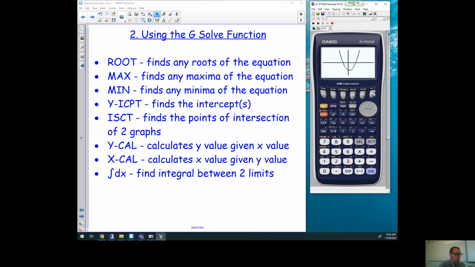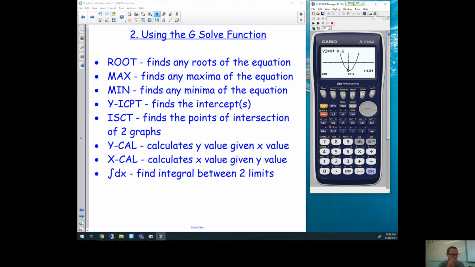Looks good. So what can we do for this one? Same again, we can find the roots. So root minus 2. On this one, you can see there are 2 roots, so if you want the second one, you simply use the arrow button to move along to it. So the roots are minus 2 and 3. Then we can find the y-intercept as well. So gsolve y-intercept. That's at minus 6.